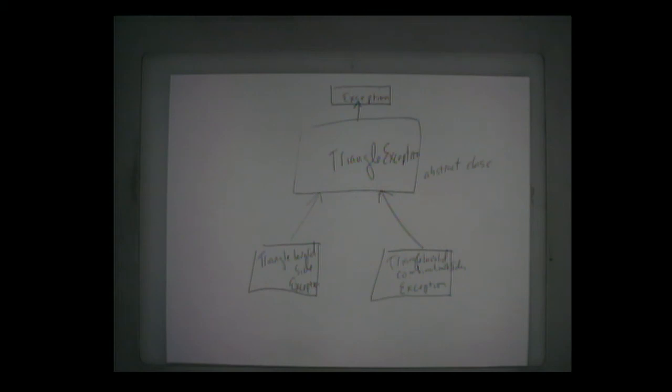Okay, so we'll save this, and I'm also going to save combination of sides exception. Here I'm going to output all three of them.